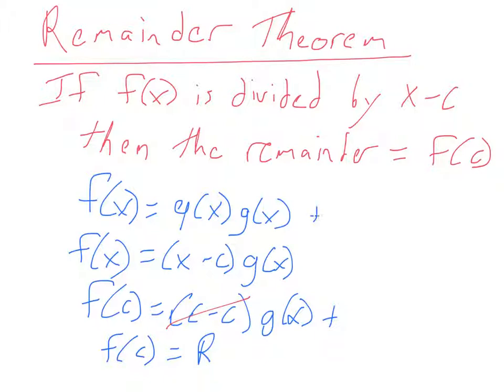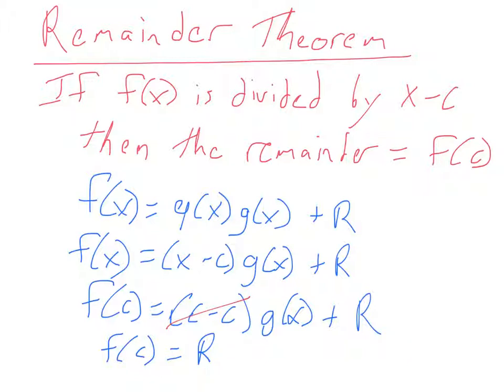I'm just going to call this plus r, plus r, plus r. So f of c ends up just equaling whatever the remainder happens to be, which is going to be a constant value. Okay. So that shows me that f of c is equal to the remainder when I've divided the polynomial by x minus c, which you're looking at that saying, why is that all that important?